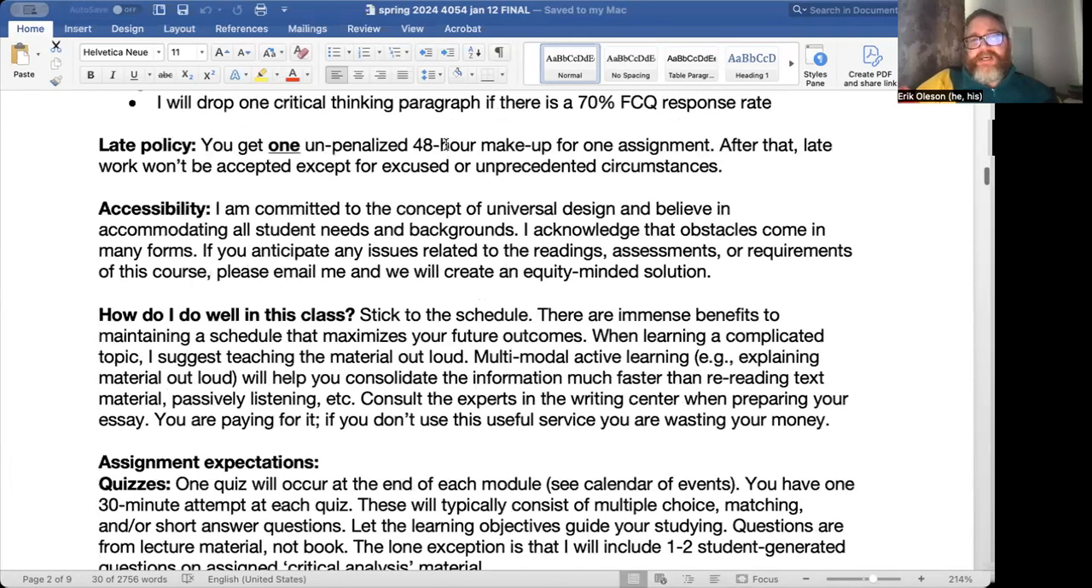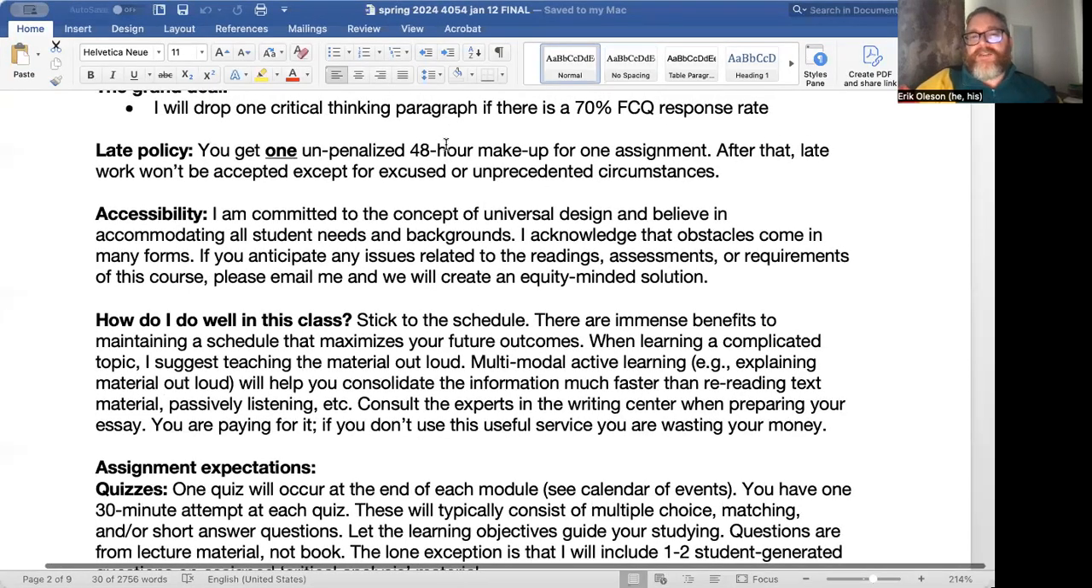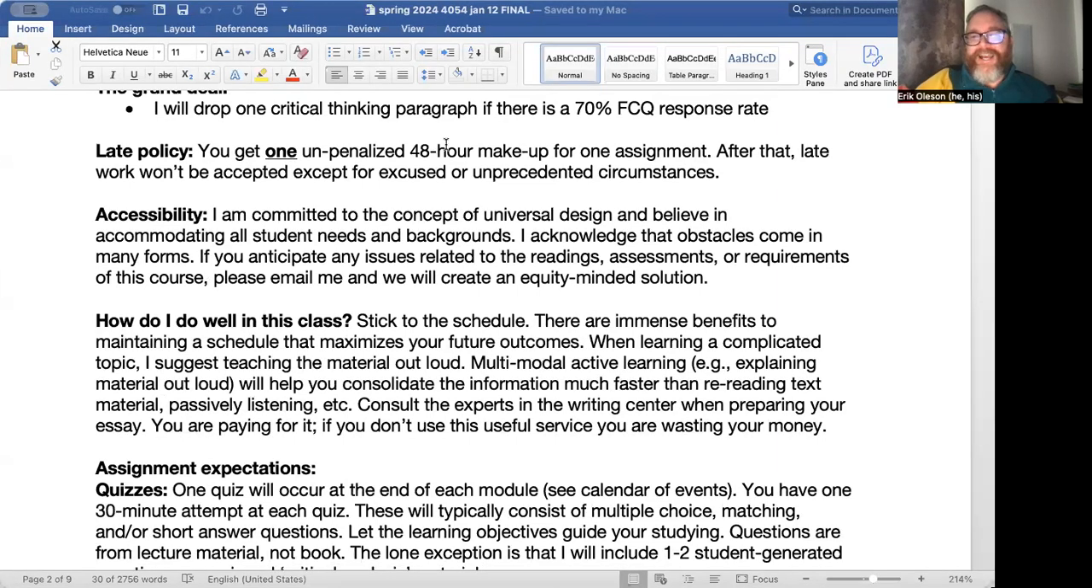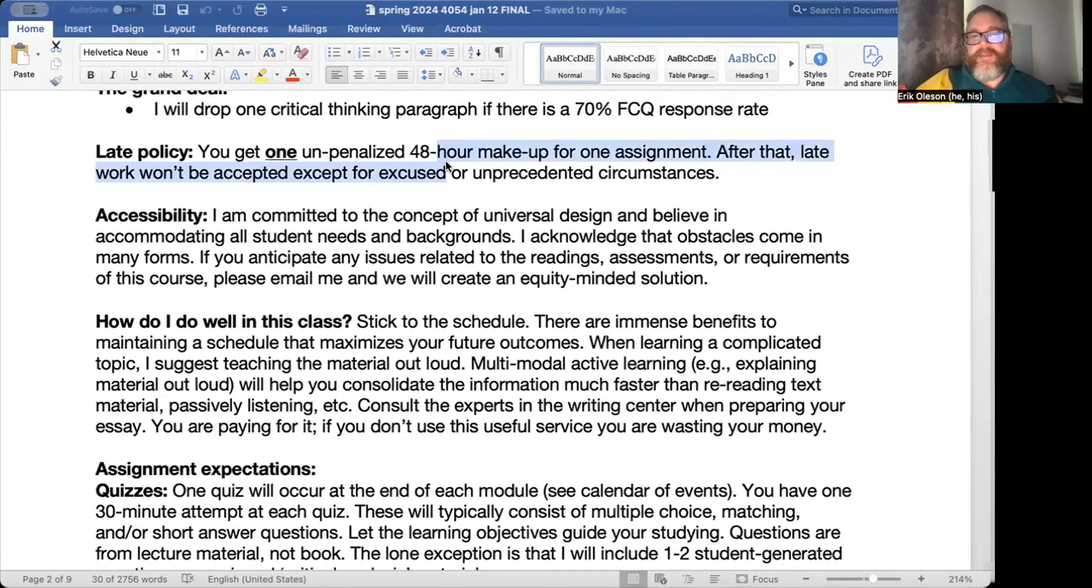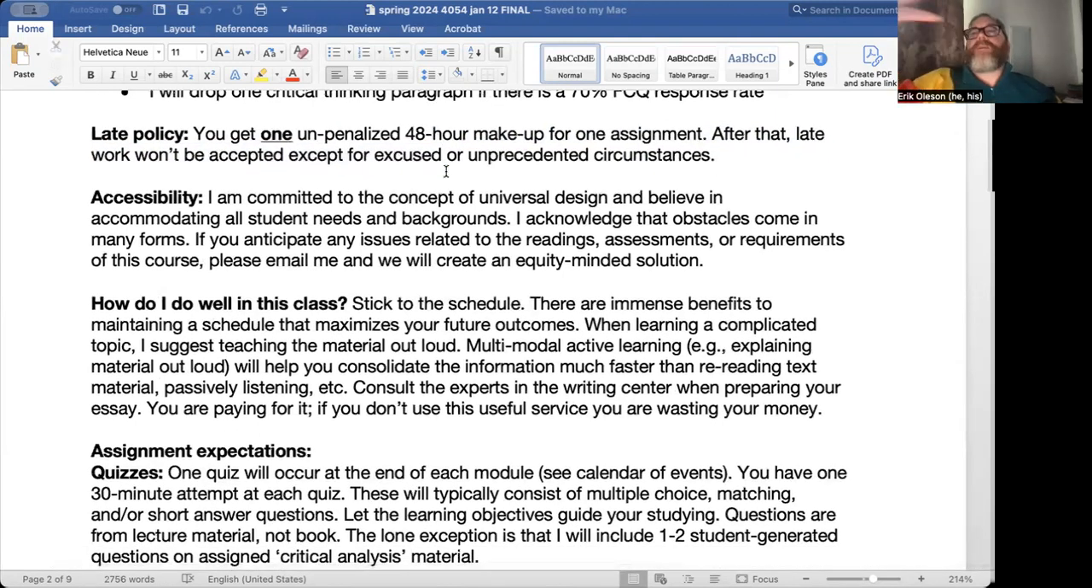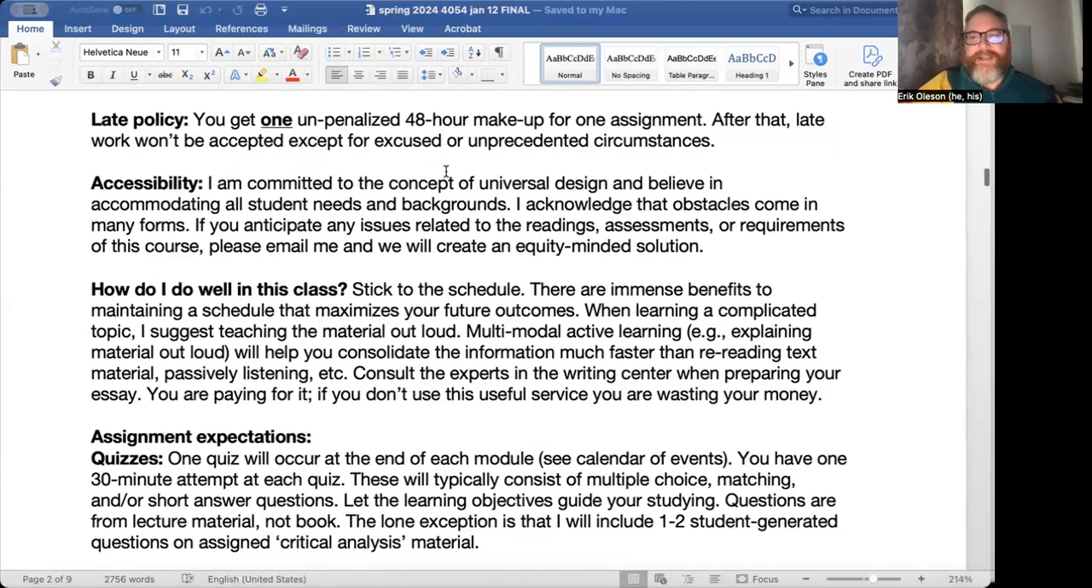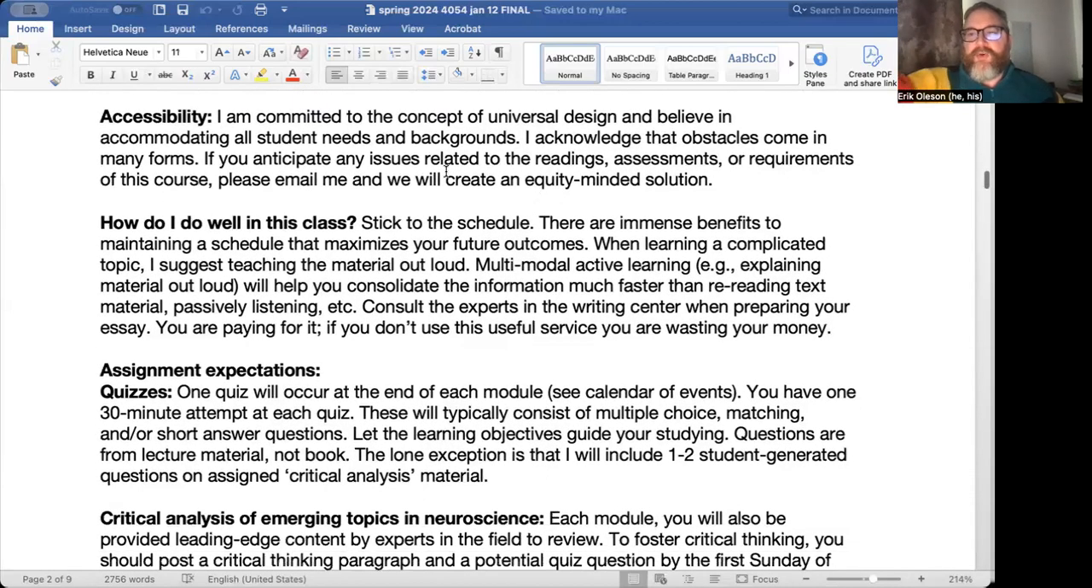As a late policy, you get one unpenalized 48-hour makeup for one assignment. After that, I will not be accepting makeup work unless we have some prearranged agreement or you have unprecedented circumstances. For example, you were just deployed to a foreign country to fight in a war. I've had that one happen. So yes, that would be an unprecedented circumstance. Those do happen. And in general, I'm very open-minded to these sorts of unprecedented circumstances.